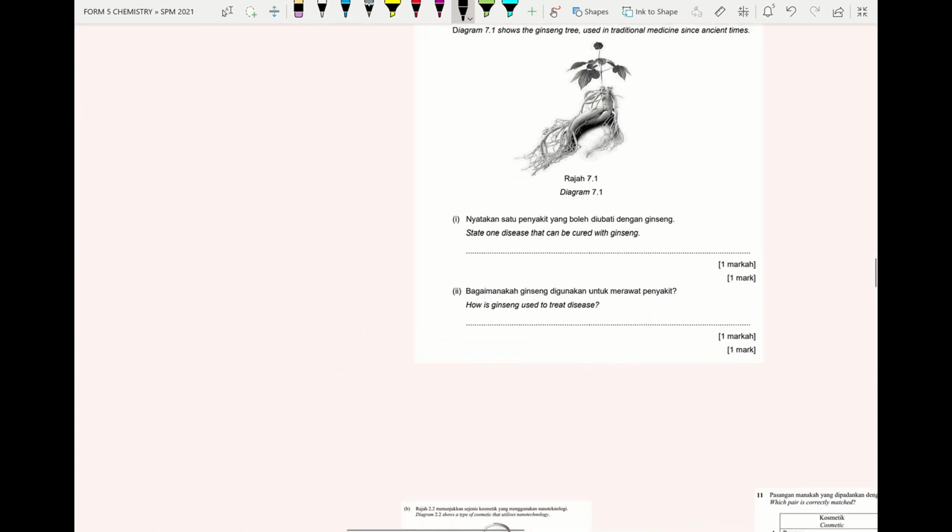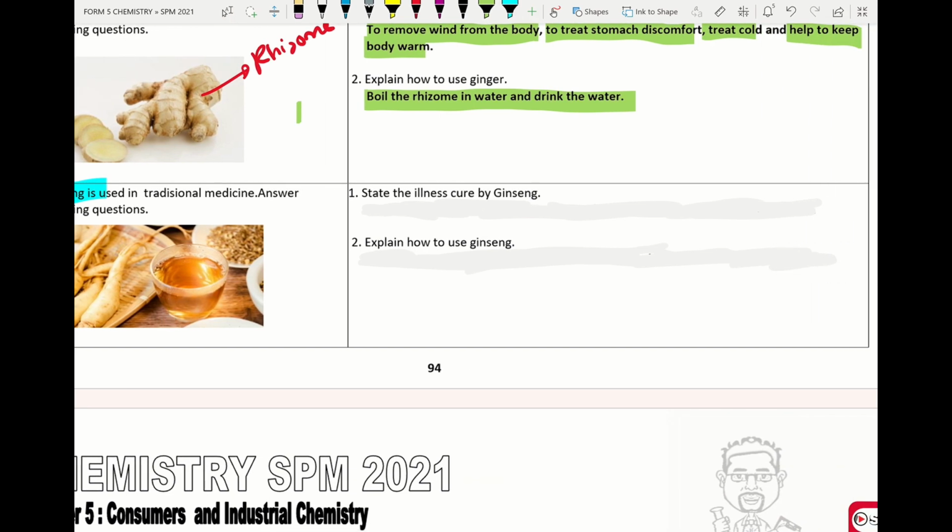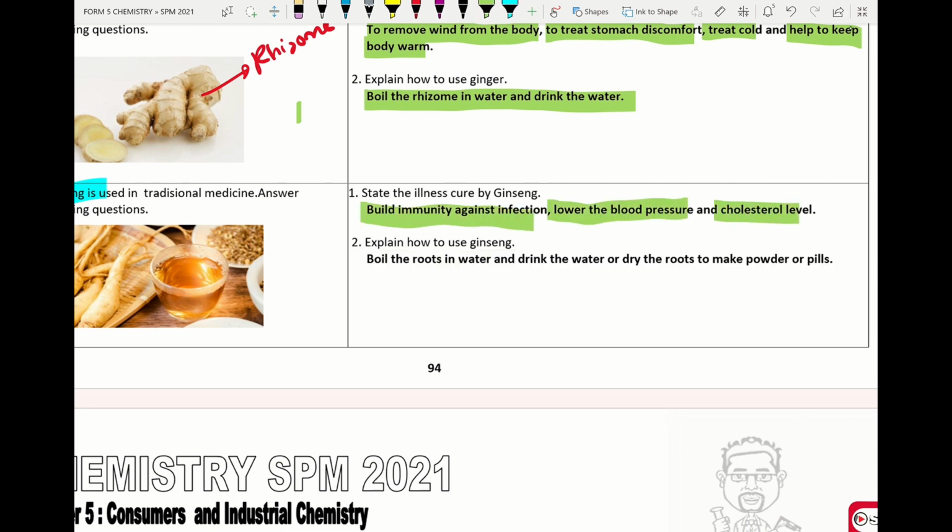All right, next move on to the next traditional medicine. So the next traditional medicine will be ginseng. So please remember ginseng. The illness that can be cured by ginseng: it can build immunity against infection and also lower blood pressure, very important, and also cholesterol level. How to use? We boil the root in the water and drink the water, or dry the root to make powder or pills. Then we can take the pill.